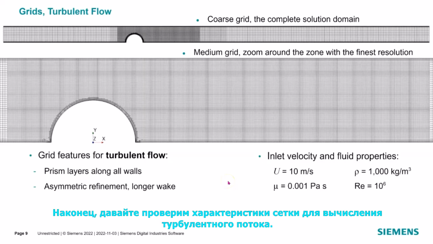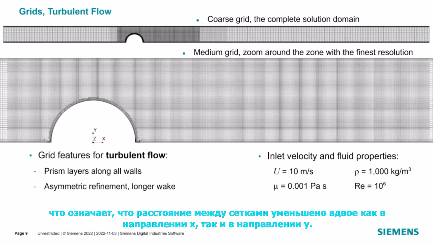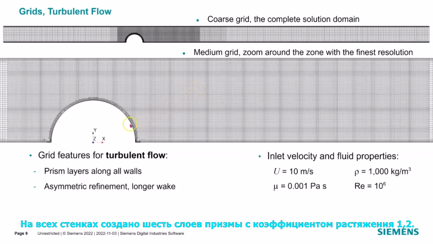Finally, let's check grid features for turbulent flow computation. The top figure shows the coarse grid for the complete solution domain. The lower plot shows a zoom into the grid around the obstacle and in its wake. Grids were refined using the refinement factor of 2, which means that the grid spacing is halved in both x and y direction. 6 prism layers are created at all walls with the stretching factor of 1.2.